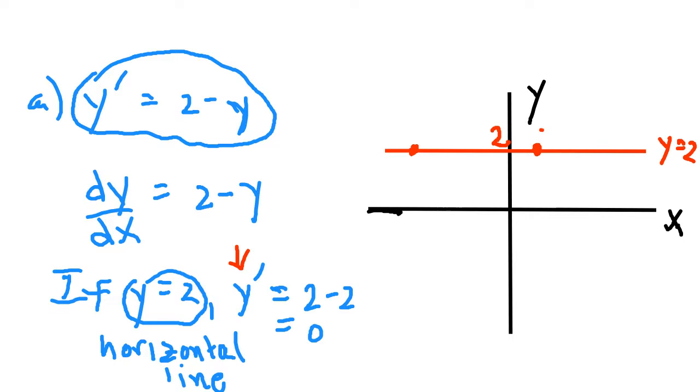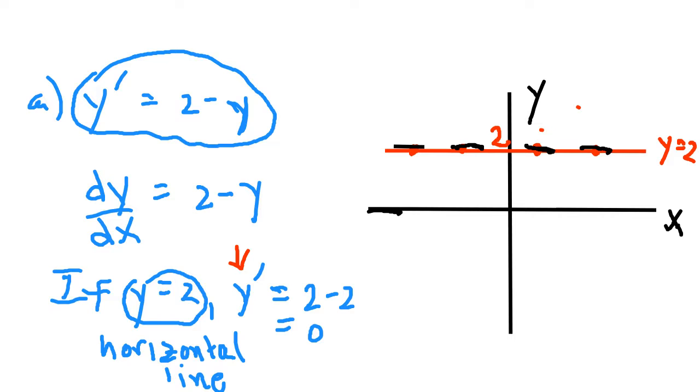Anytime y equals 2, the derivative is 0. And so that means you have here, I'm going to try to draw a number of them if I can. I'll just do it this way. Flat slopes, flat slopes.